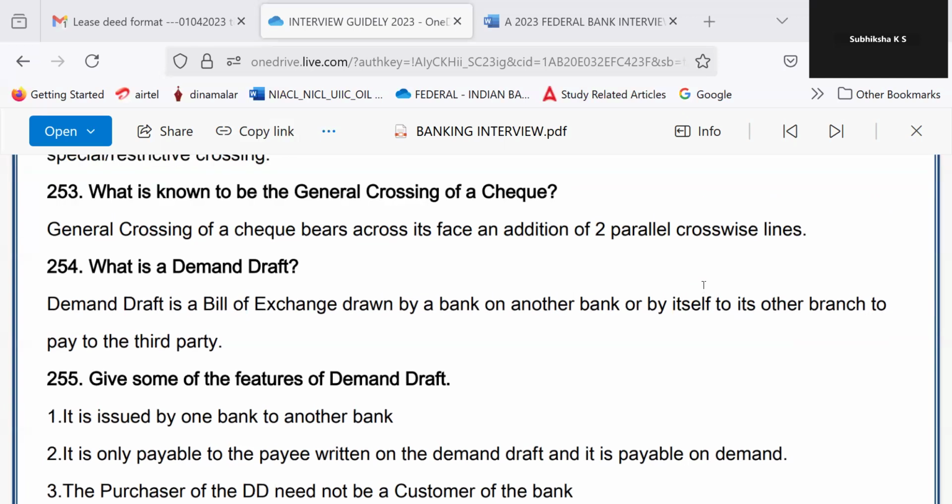Question 254. What is a demand draft? Demand draft is a bill of exchange drawn by a bank on another bank or by itself to its other branch to pay to a third party. See, in the case of demand draft, what will happen? Of course, nowadays it is not very popular because people can remit money through GPay, Phone Pay, and all. There is no need for them to come to bank also. So now, see what is a demand draft?